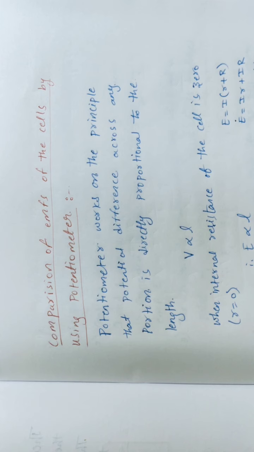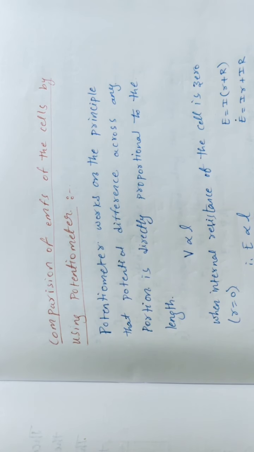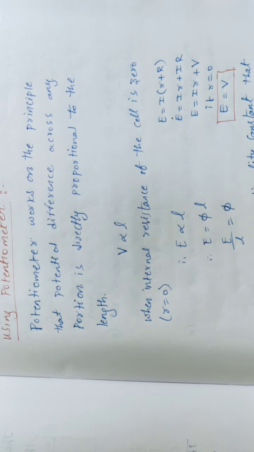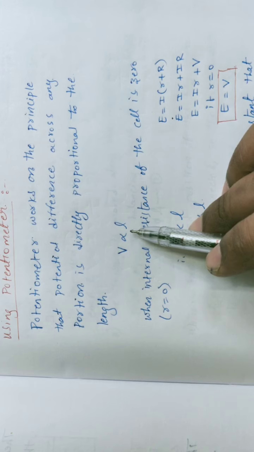So now students, we are going to a new concept, that is comparison of EMF of cells by using a potentiometer. For that, I am repeating the principle once here. Potential difference across any portion is directly proportional to length. So V is proportional to L, which we know very well.